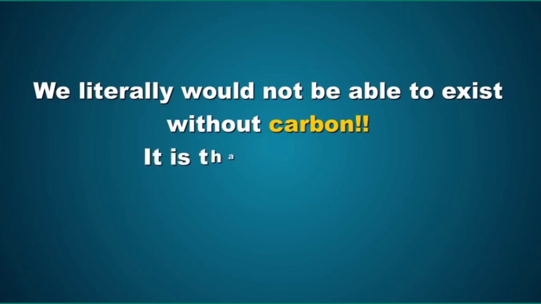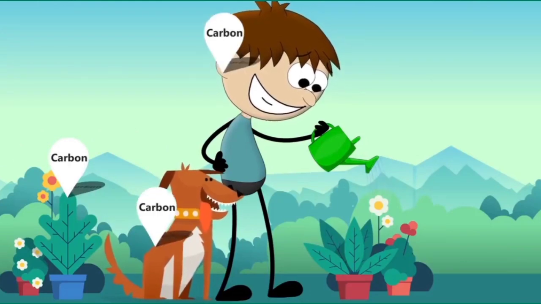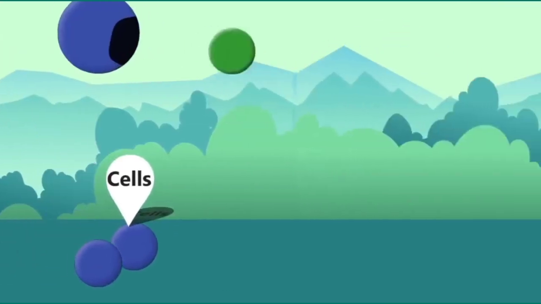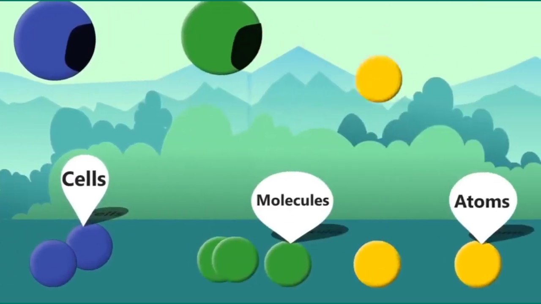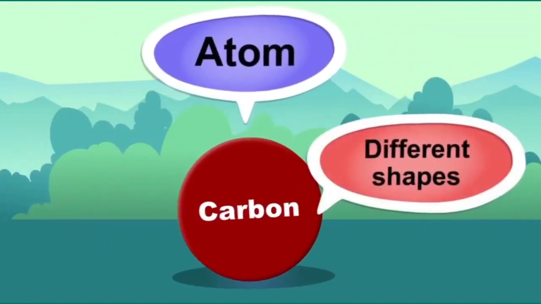We literally would not be able to exist without carbon. Is it that important? It is present in some form or the other in every life. How? We all are made of cells. Cells contain molecules, molecules contain atoms. Carbon is one such type of atom, but it comes in different shapes and forms.